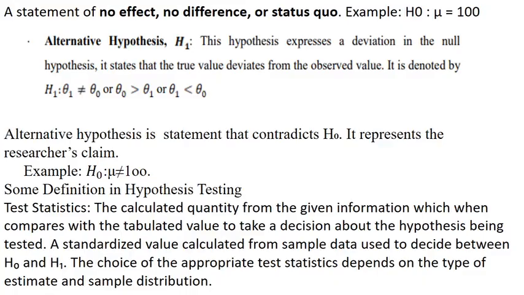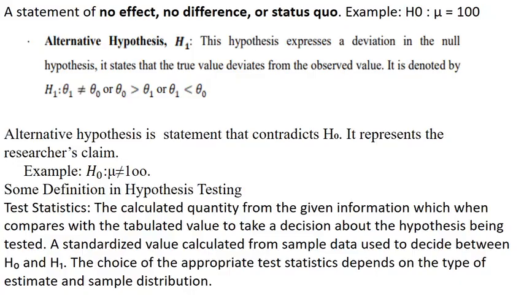Then the alternative hypothesis, which is our H1. This hypothesis expresses a deviation in the null hypothesis, that is a shift or a deviation in the null hypothesis. It states that the true value deviates from the observed value, and it is denoted by H1.